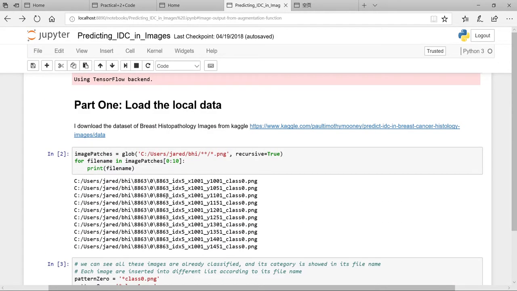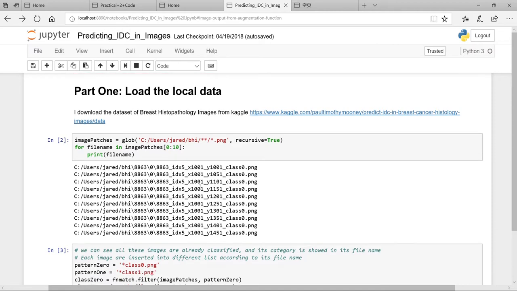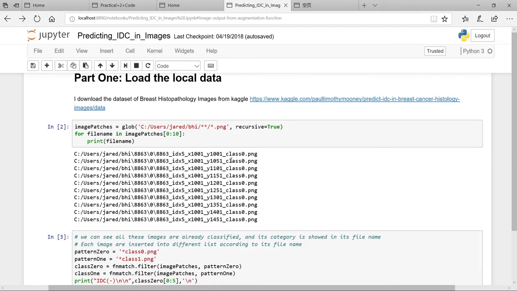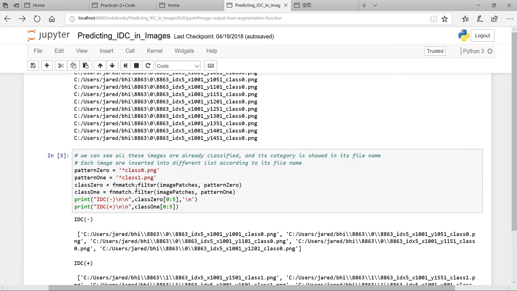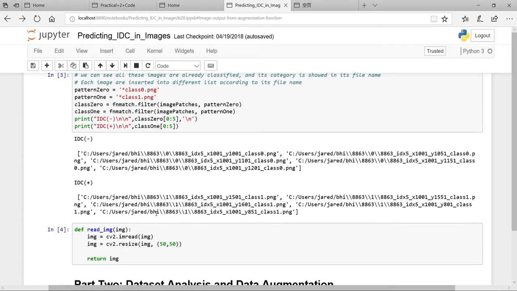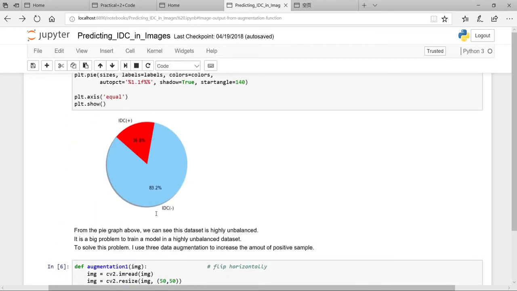I downloaded the dataset from Kaggle, and the files are named in this pattern. If an image is named class 0.png, that means this image is IDC negative. If an image is named class 1.png, that means this image is IDC positive. When I was analyzing the data, I found that this dataset is highly unbalanced. Around 83% of them are IDC negative.